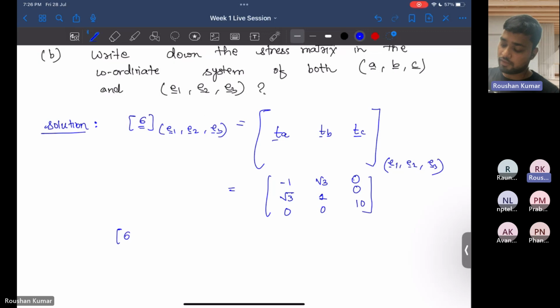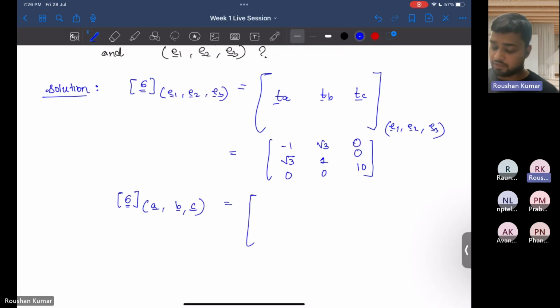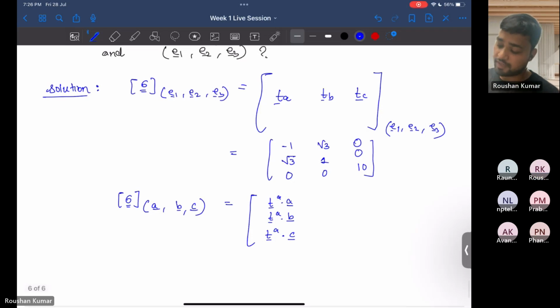Now we want to know the value of the coefficients of the stress tensor in the A, B and C coordinate system. As per the definition of the stress tensor, each coefficient in the first column can be defined as TA dot A, TA dot B, TA dot C, where TA represents the traction on plane A. We want to know the value of the coefficients of traction on plane A along the A direction, along the B direction and along the C direction.